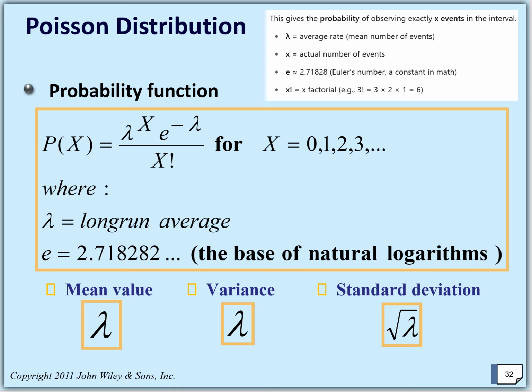And here is the formula. The probability of an event happening is lambda raised to power x, where x is the actual number of events, times e, Euler's number, 2.718, raised to power minus lambda, all over factorial of x. So lambda is the long run average. We know the value of e. Okay. In this case, mean, variance, standard deviation is all lambda. Variance is lambda, mean is lambda, and the square root of variance is the standard deviation. So it's pretty easy to calculate the Poisson distribution.